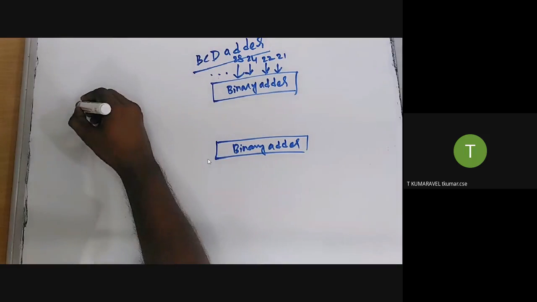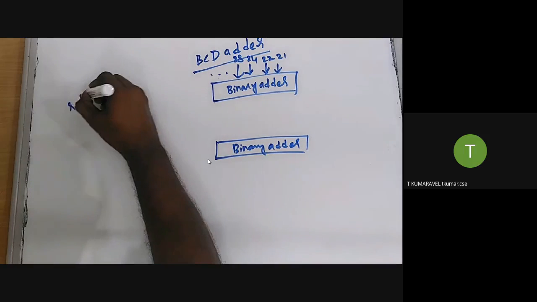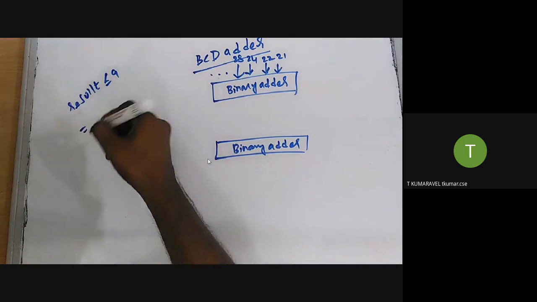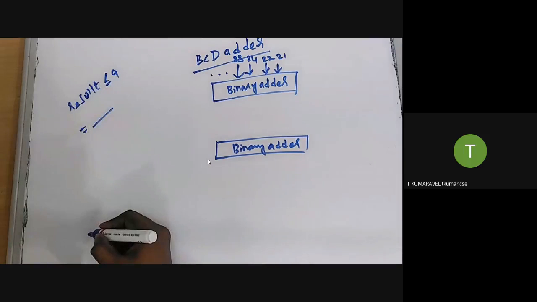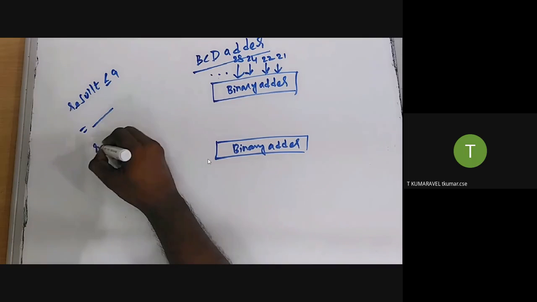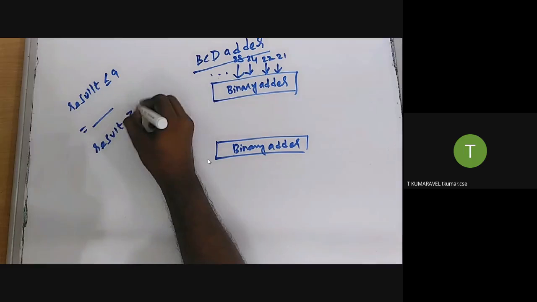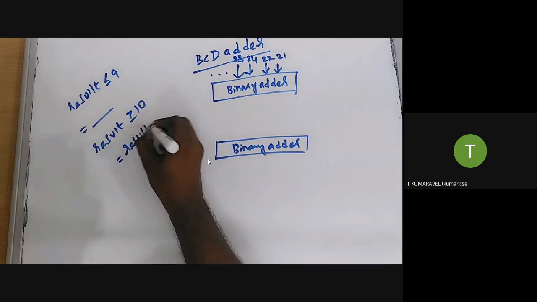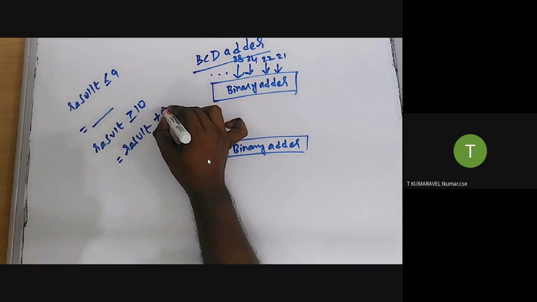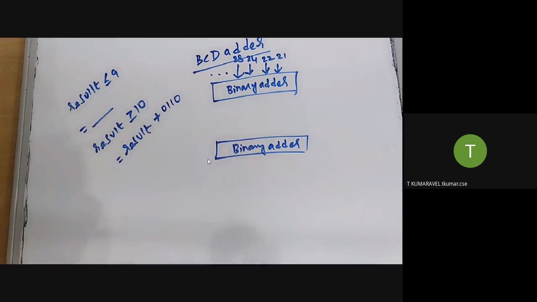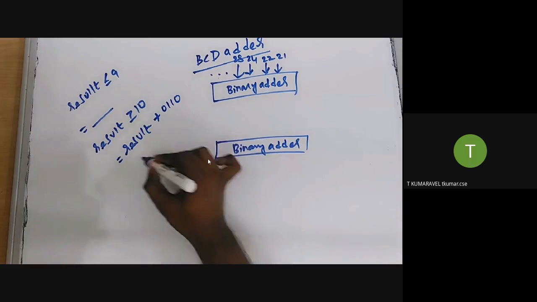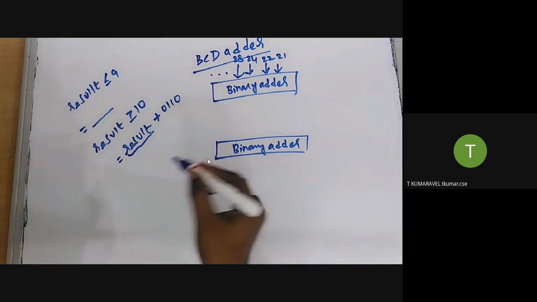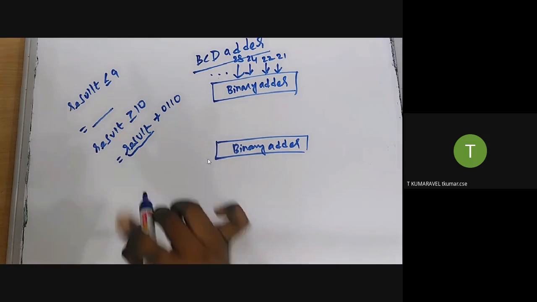For example, if the resultant value is less than or equal to 9, no problem. So, what is it going to generate? That is the output. Suppose the resultant value is greater than or equal to 10, what happens? Along with the result, you're going to add the correction bit, that is called 6. If the resultant value is less than or equal to 9, there is no problem. You require only one adder.